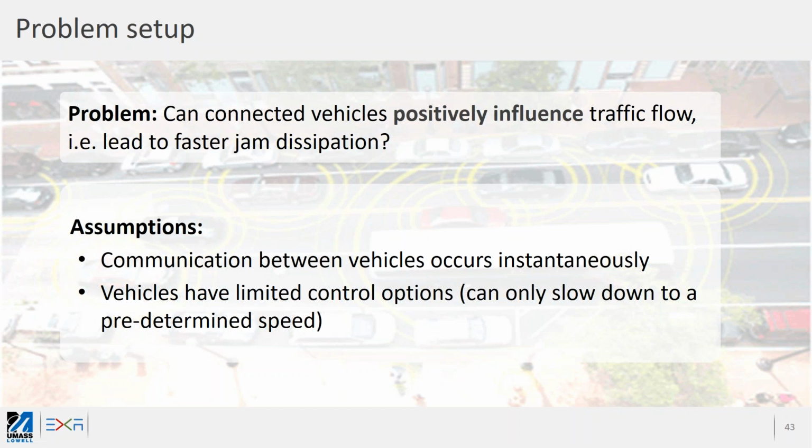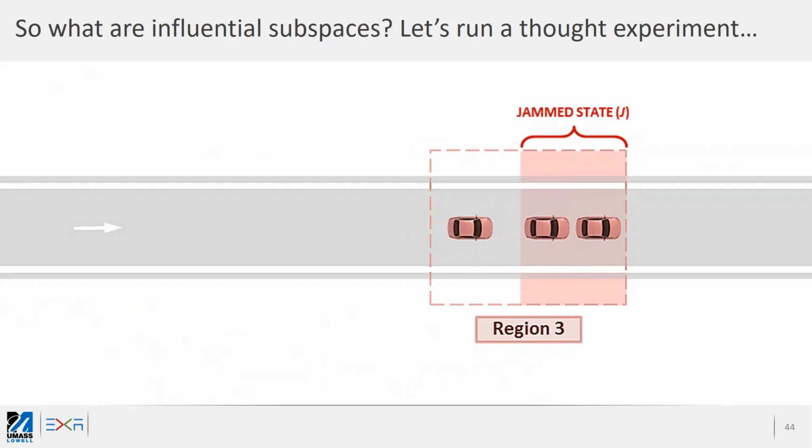So the problem we are looking at is, can individual vehicles positively influence traffic flow or lead to faster traffic jam dissipation? And we'll talk about this in the context of connected vehicles, but connected vehicles does not necessarily mean autonomous vehicles. It just means that some information has been communicated from downstream of the traffic, so further ahead of you, to you, and you can use that information to do something. So we are assuming instantaneous communication, and we are saying that the vehicles have limited control options. So let's have a look at this.